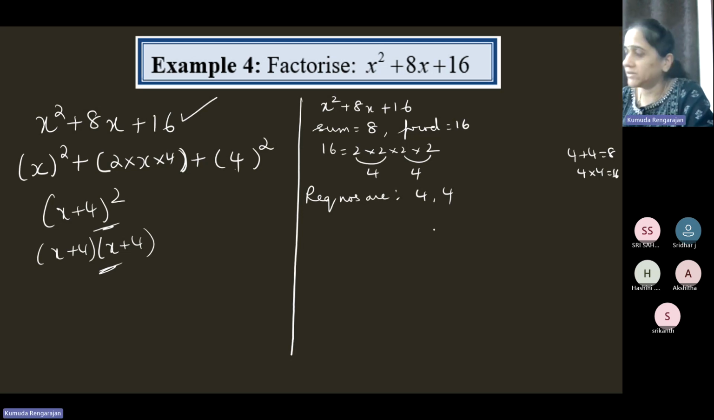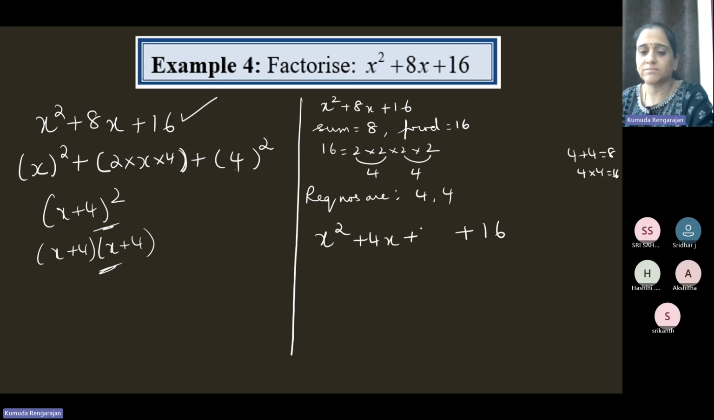Now we'll split the middle term. x squared is the first term, plus 16 is the last term. The middle term is 8x. We're going to split it as plus 4x plus 4x. You're splitting the middle term, nothing else, you're just writing 8x as 4x plus 4x. You're not changing the value of the expression.